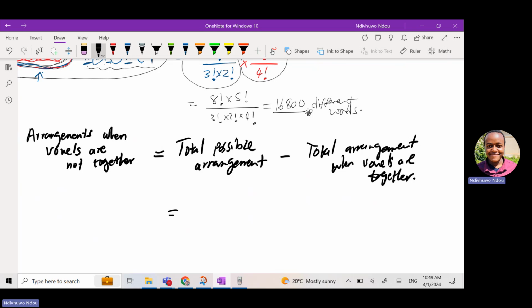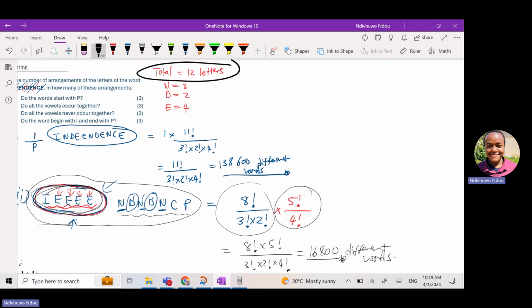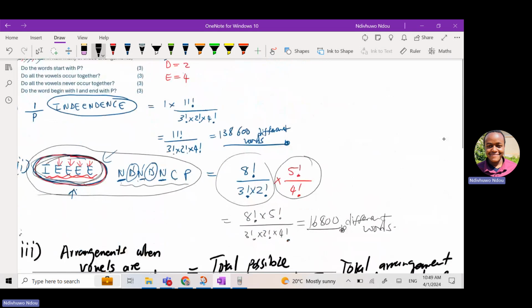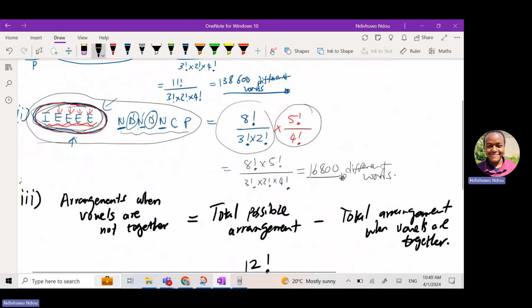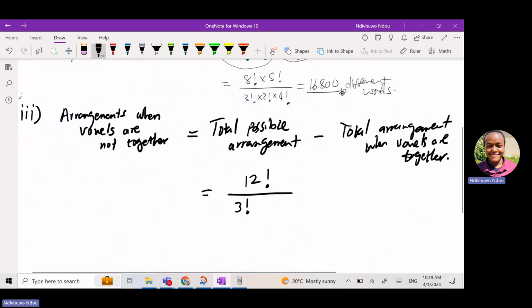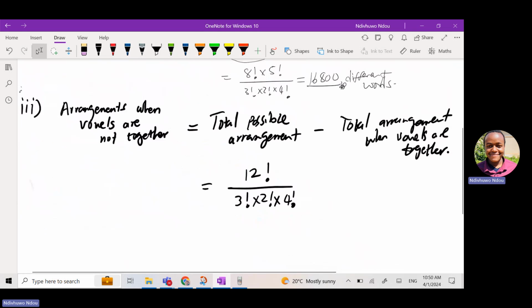Okay, total possible arrangement of this word independent. It has a total of 12 letters, where N is repeating 3 times, D 2 times, and E 4 times, right? So total possible arrangement, we have 12 letters. They can be arranged in what? 12 factorial ways divided by the repeating letters, 3 factorial for N, 2 factorial for D, and 4 factorial for E. This gives you the total possible arrangement of the letters of the word independence, right?